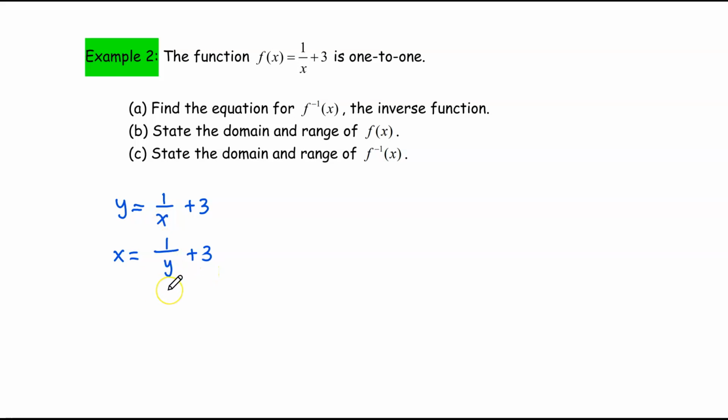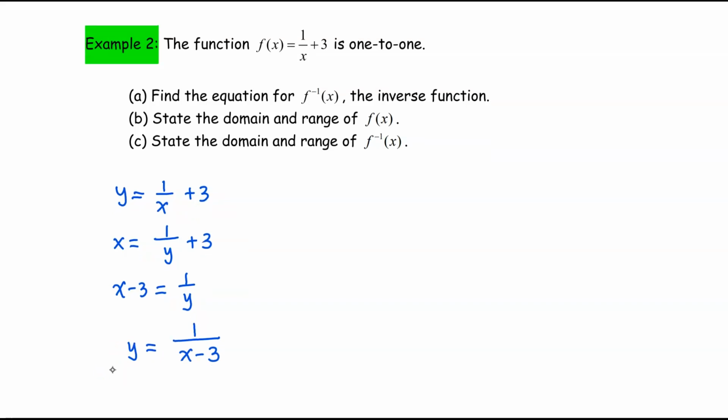Then you solve for y. To solve for y, we can first subtract 3 on both sides of the equation. So x minus 3 is equal to 1 over y. And then y is equal to 1 over x minus 3. Now that we're able to solve for y, you just replace it by f inverse of x, and that is 1 over x minus 3. So this is the inverse function.